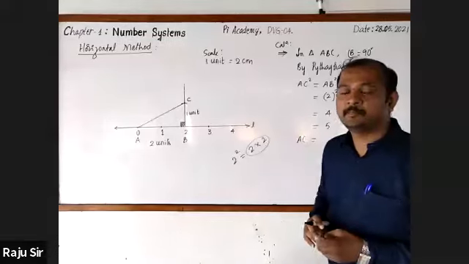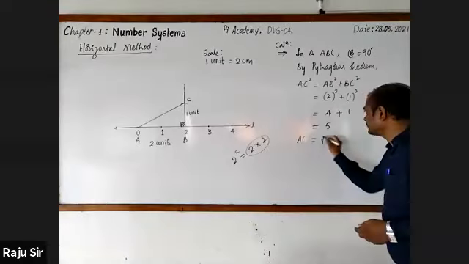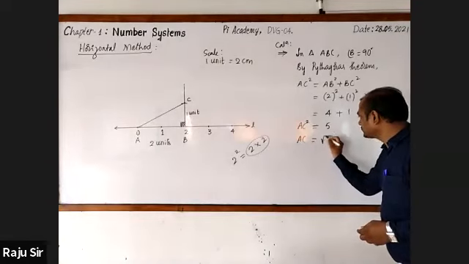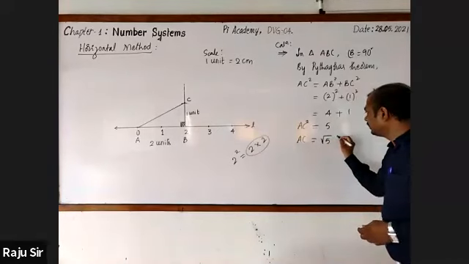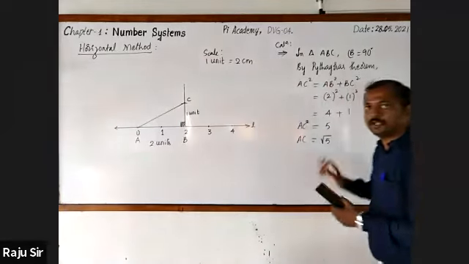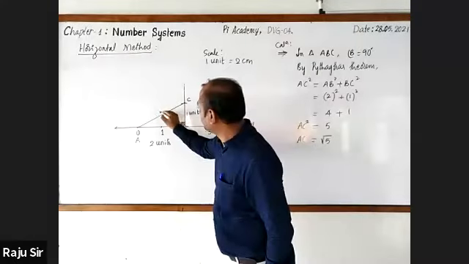AC square is 5. AC is root 5, sir. Very good. See, if AC square equals 5, then since square is there, it is to be taken as root. It will be root 5. AC is root 5. Have you written up to here? Yes, sir. Just now we have come to know AC is root 5.